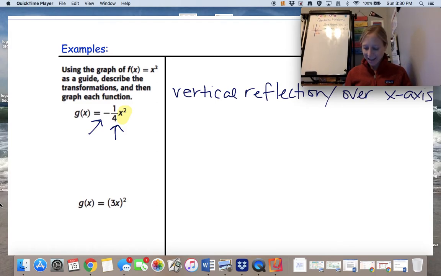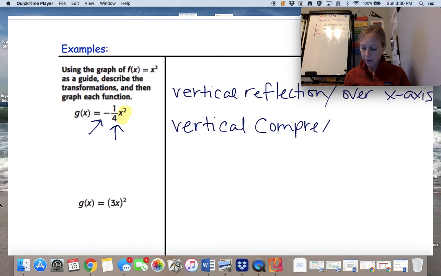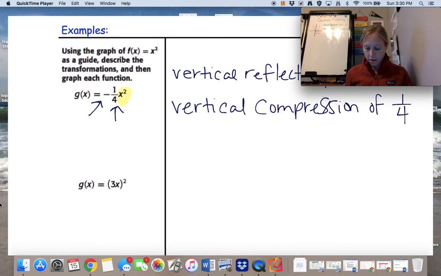All right, now we have the 1/4 out in front multiplying. A multiplier in front of the function is a vertical stretch or compression. When the number is less than 1, it is a compression. It's going to compress it vertically. Vertical compression of 1/4. And I'm going to let you go ahead and graph that on your own. Next one.